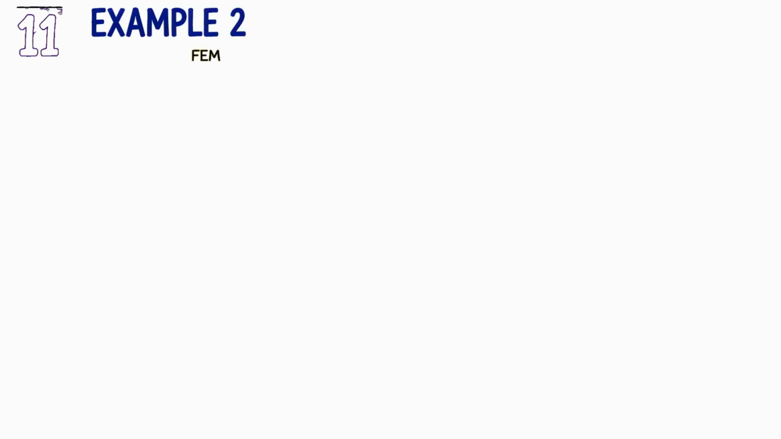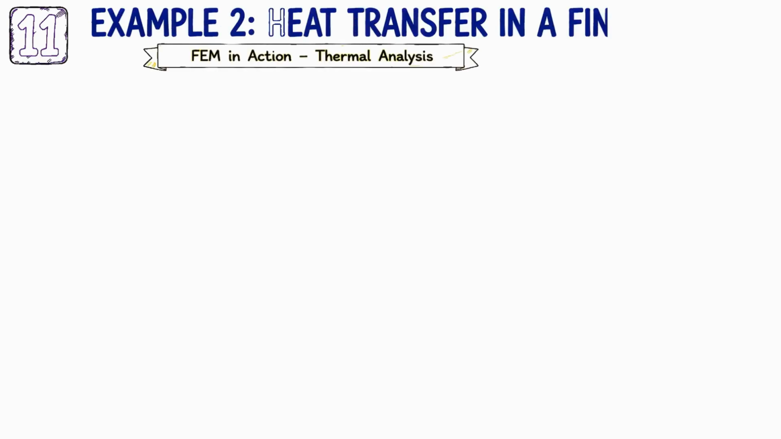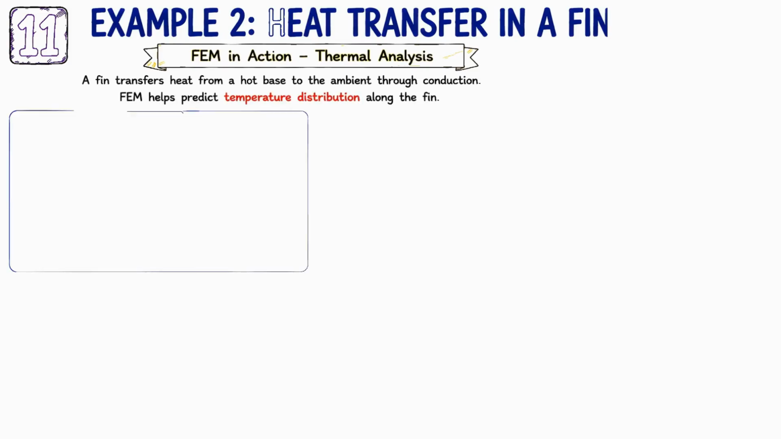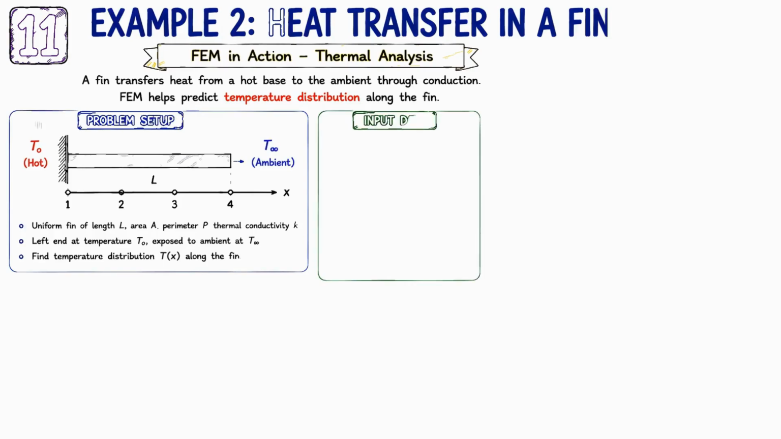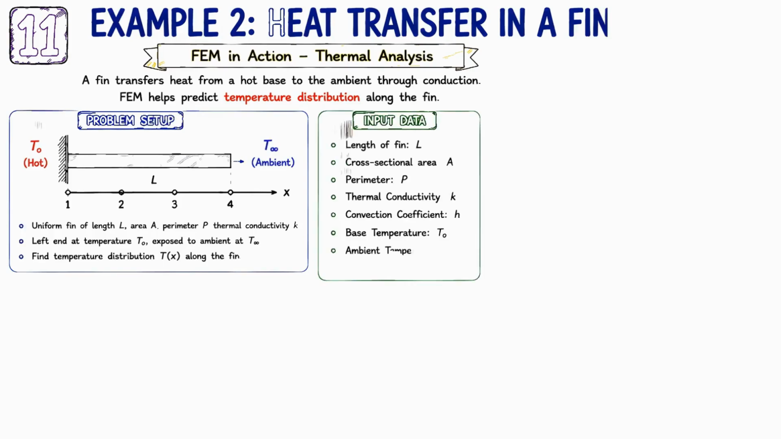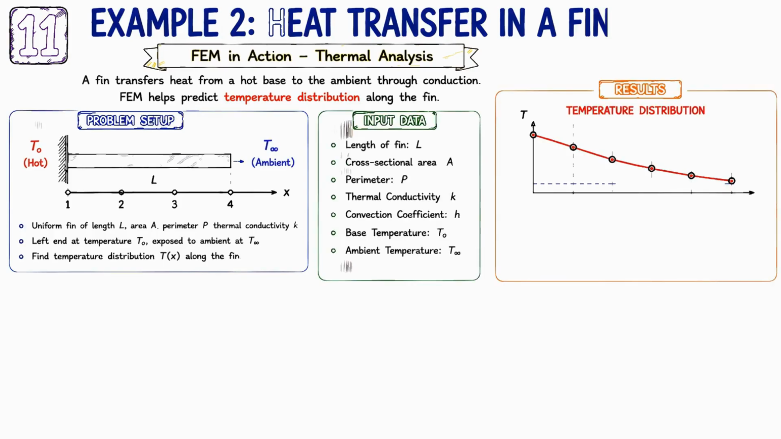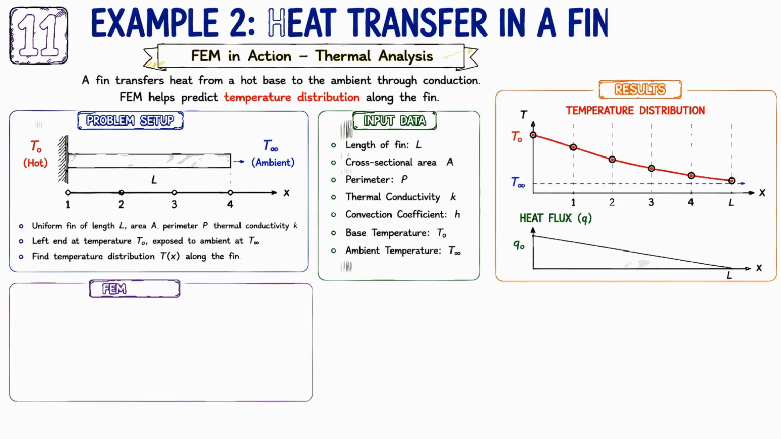Let's now look at a simple practical application. Consider a metal fin attached to a hot surface. Heat flows from the hot base toward the cooler surrounding air. In FEM, the fin is divided into several small elements. After defining the material properties and boundary conditions, the software calculates the temperature at each node.